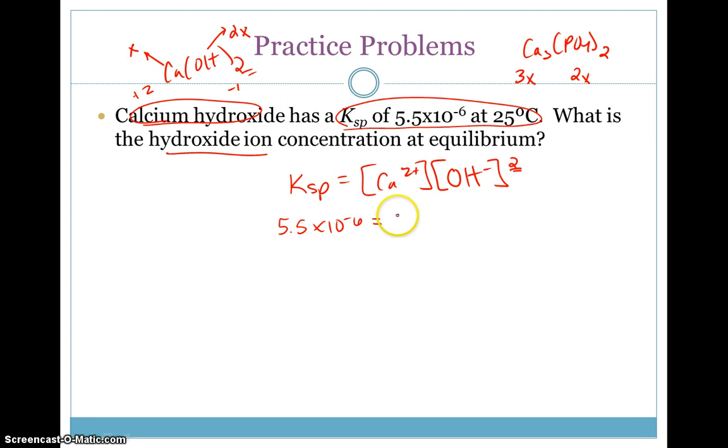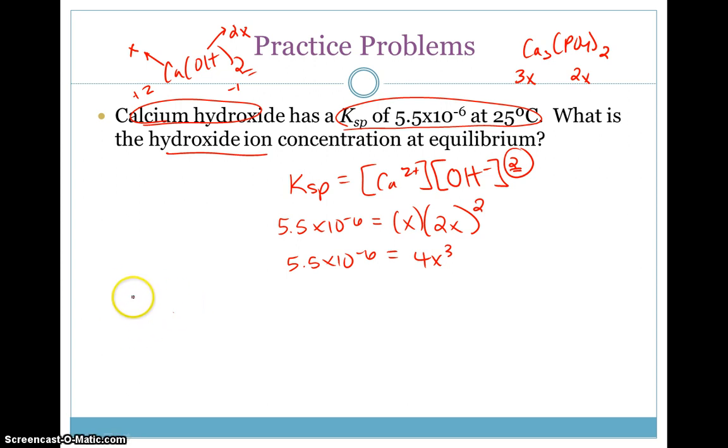My Ca is just X, and my OH is going to be 2X. But from my definition of Ksp, I now need to square those values. If I combine like terms, I've got 5.5 times 10 to the -6 is equal to 4X cubed. Now I'm going to divide by 4 and then take the cube root of that number.